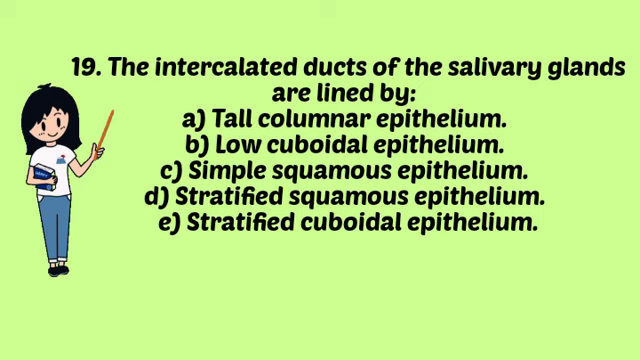19. The intercalated ducts of the salivary glands are lined by: A. Tall columnar epithelium. B. Low cuboidal epithelium. C. Simple squamous epithelium. D. Stratified squamous epithelium. E. Stratified cuboidal epithelium. Option B is correct, low cuboidal epithelium.